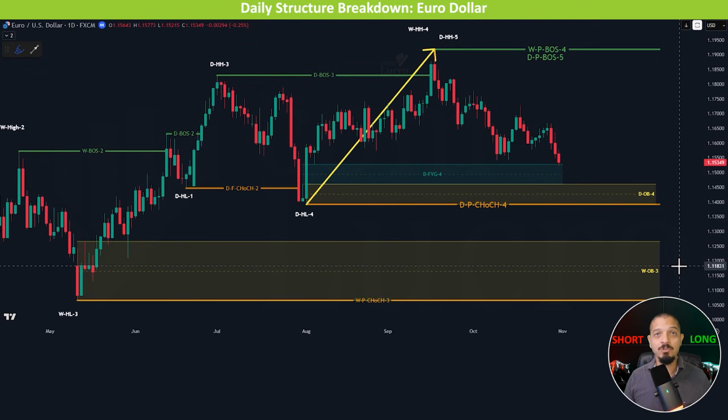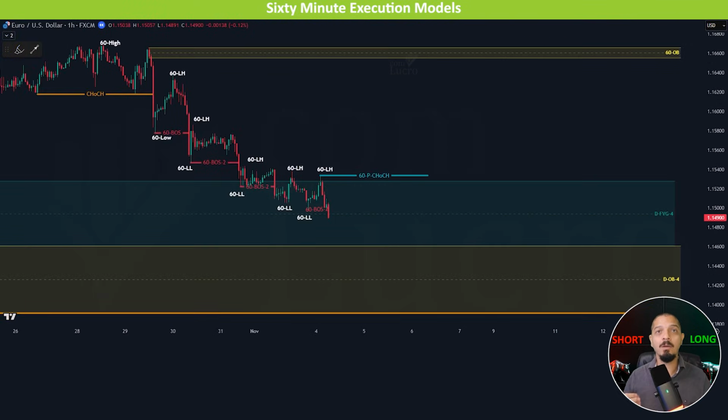As price approaches this zone, the daily structure prepares for the next decisive reaction, setting the stage for continuation or reversal inside the weekly context. Now we move to the 60-minute chart, and at this point, we will look for 2 different types of entries that align with both the daily narrative and the intraday structure.